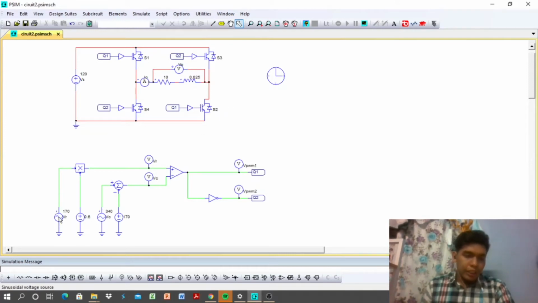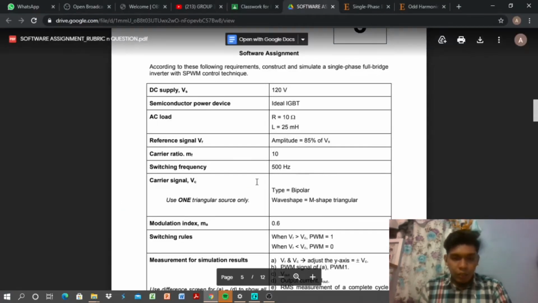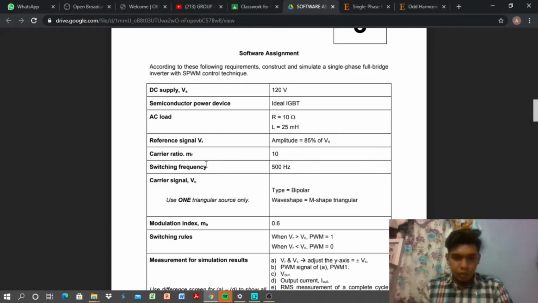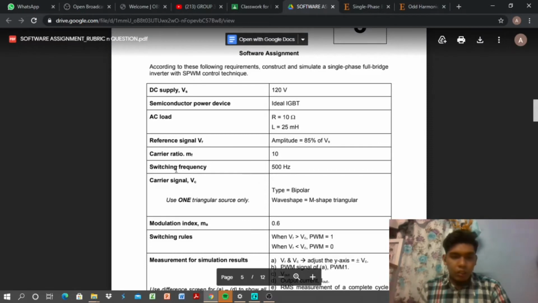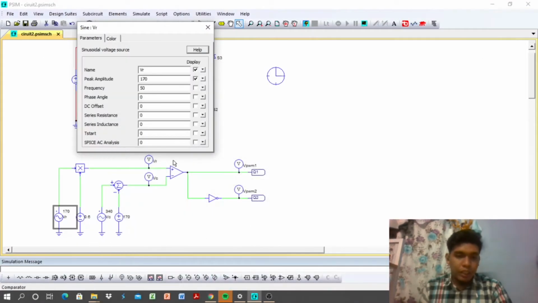At the VR, we use 170 volt and the frequency is 50 Hz. We get the 50 Hz by using MF equal to FC over FR. We know that switching frequency equals FC, so 500 Hz is FC. So FR equals FC over MF, and we get the 50 Hz.